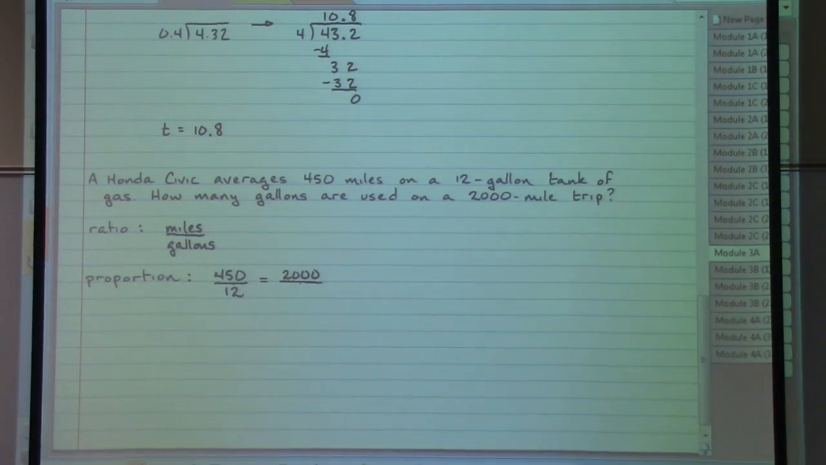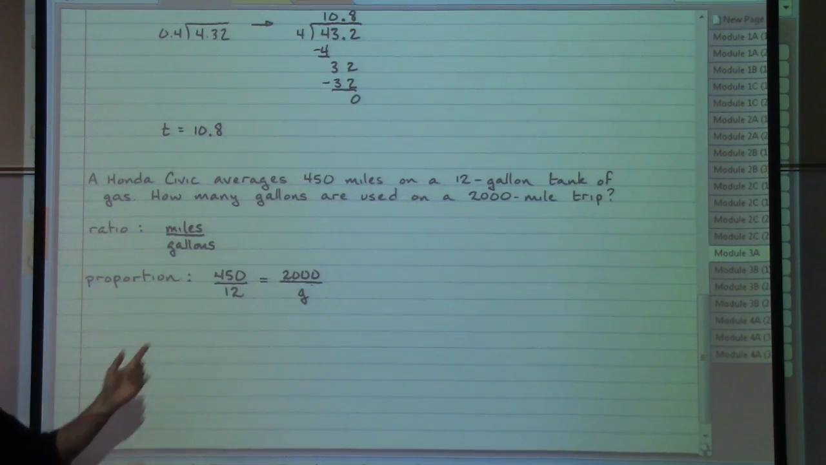So that we don't forget what we're dealing with, I recommend that we use something to remind us that we're going to be looking for the number of gallons. So let's use G. Now we have a proportion equation that we can begin solving by first doing cross multiplication and then eventually working a little division out in order to get our answer.